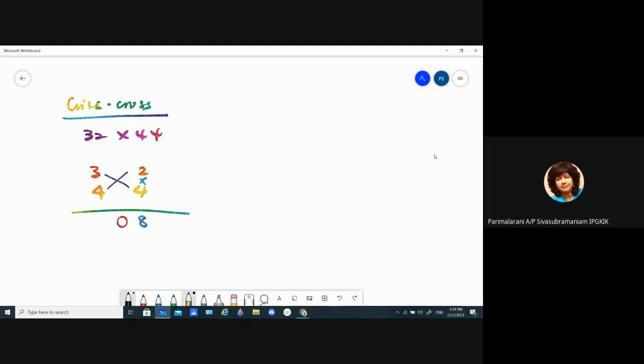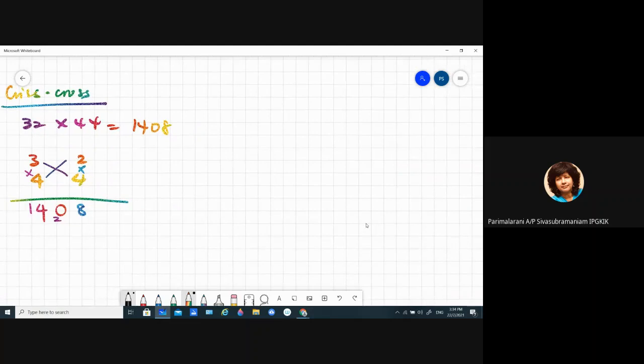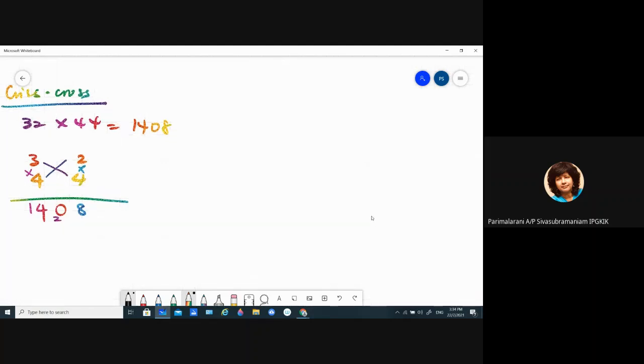We write 0 and carry 2, so the 2 we put in the bottom. Then 3 times 4 is 12. 12 plus this 2 is 14. So the answer is 1408. You can check with the calculator, okay? Let's just try one more example.